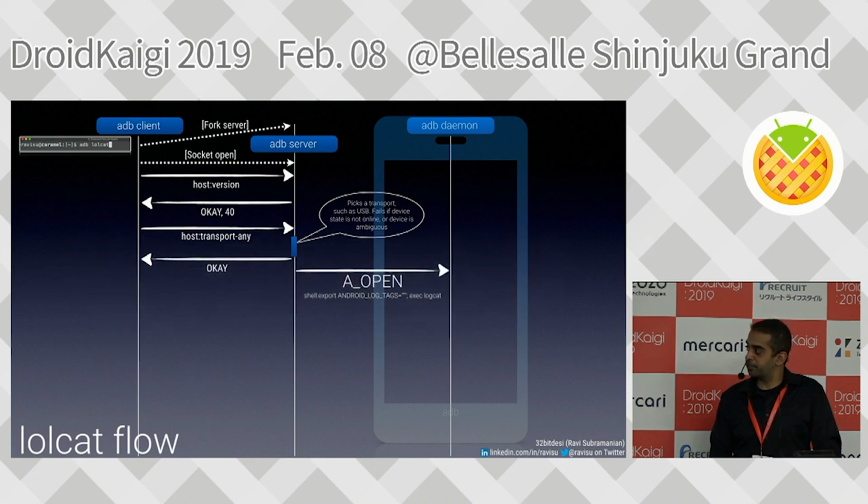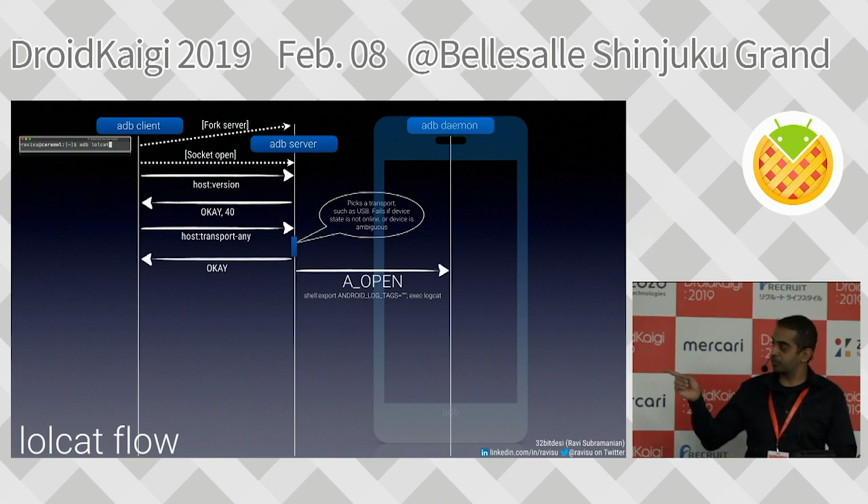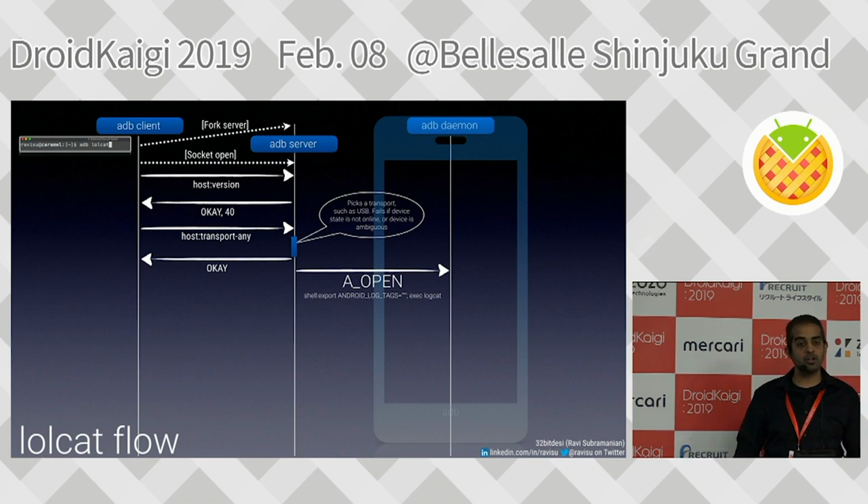Now, at the same time, the server sends the A_OPEN to the ADB daemon. The payload of that A_OPEN packet is the literal string. I'm sorry if you cannot read that. It says shell:export ANDROID_LOG_TAGS=""; exec logcat. It's literally a little shell string. It's a shell script. If you had log tags set to a particular filter value, that gets included in there too.